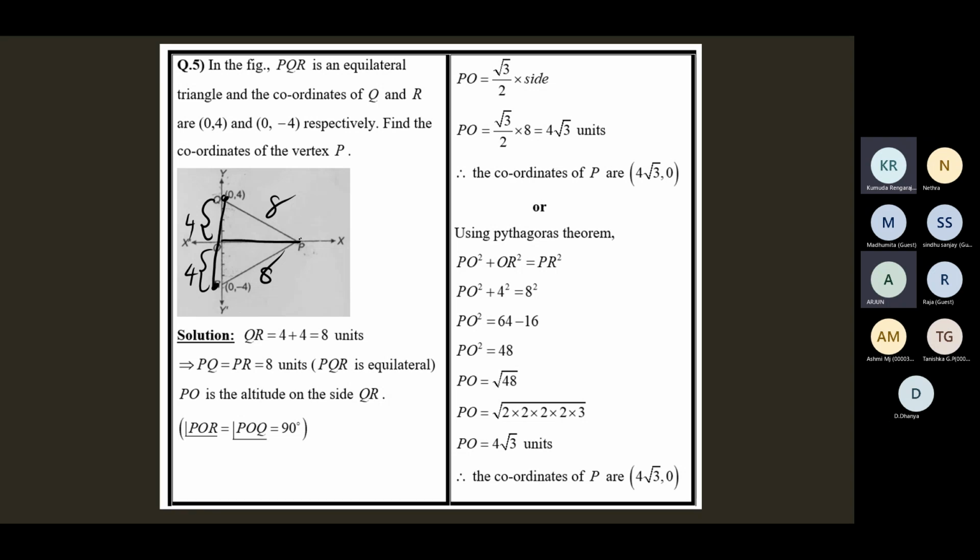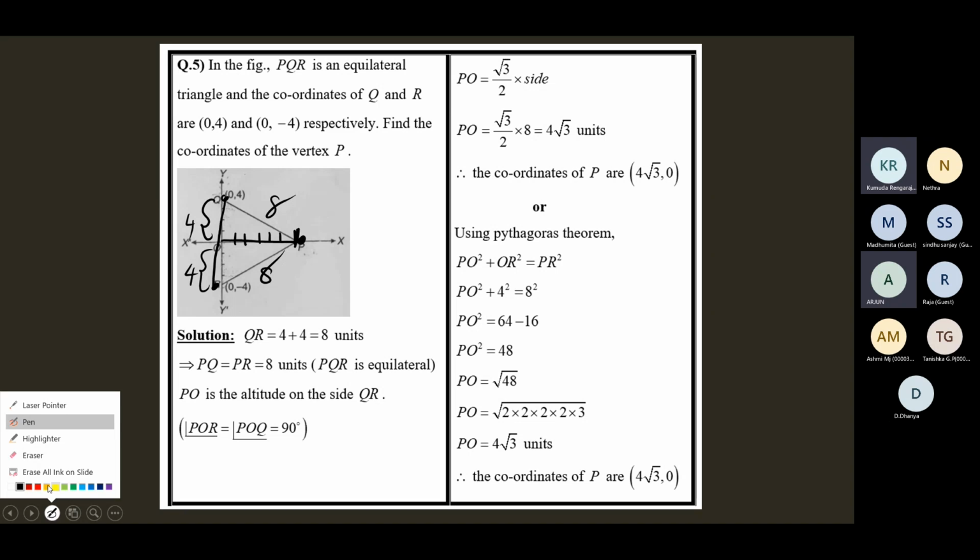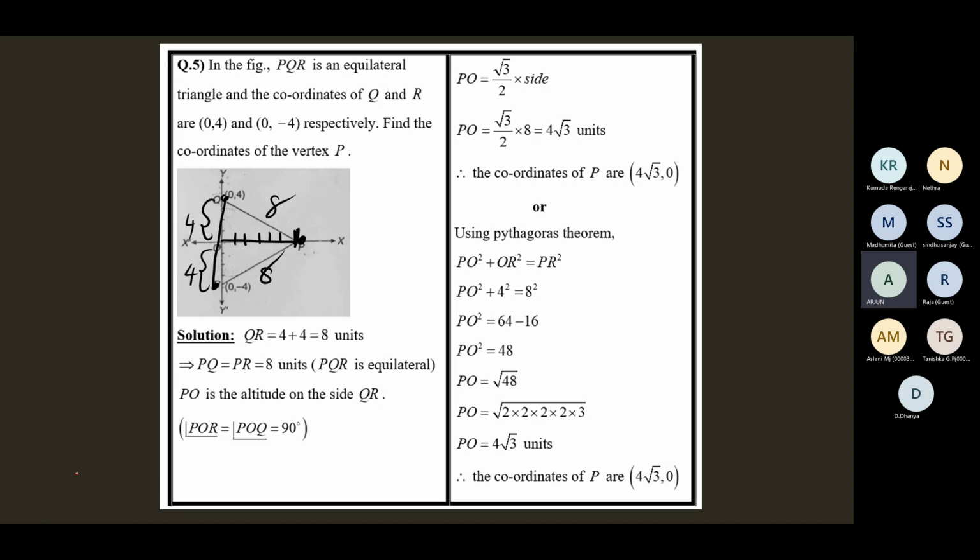So that means all the sides are 8 units, 8, 8. We need to find the vertex coordinates of this vertex P. For that, you should know the marking 1, 2, 3, 4, 5. We don't know how much is this point. So you can find this one using Pythagoras theorem or by using the formula √3/2 into side, because that's the altitude of the triangle. And side is 8 units. So once you find it, after doing that, you have to find the coordinates of P.